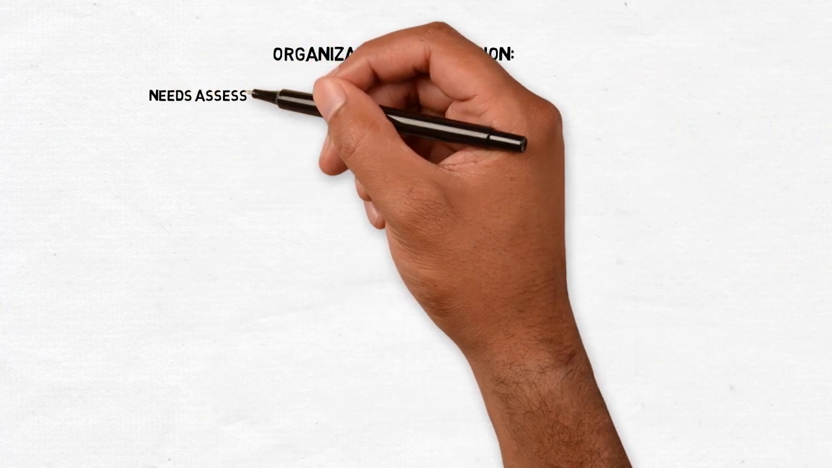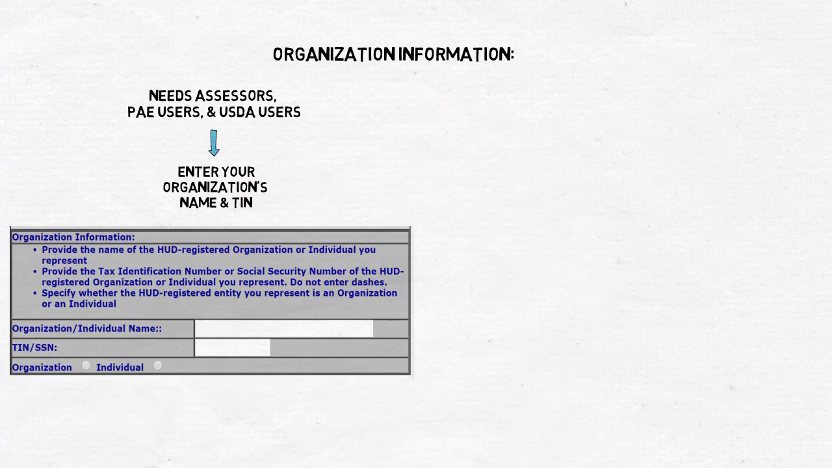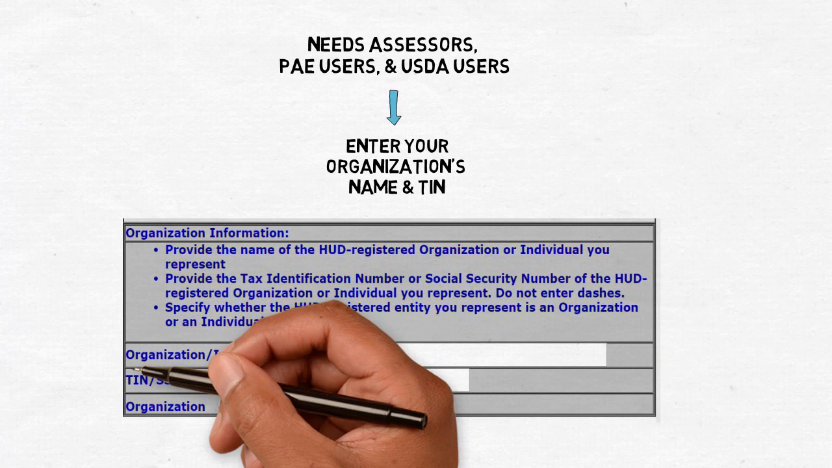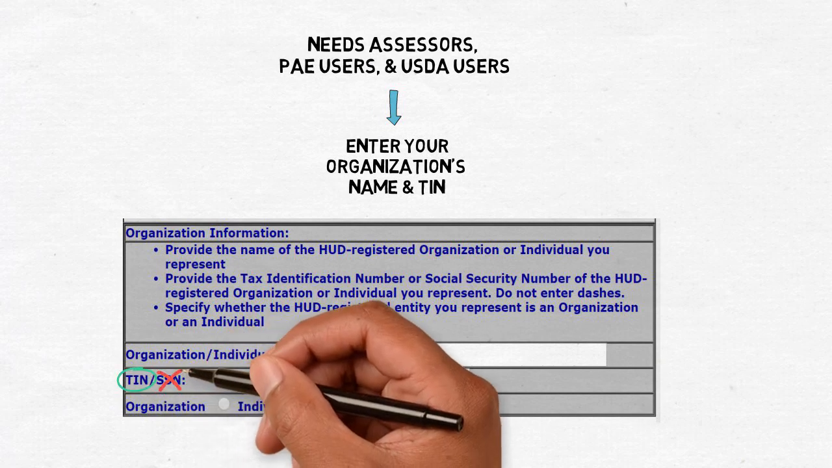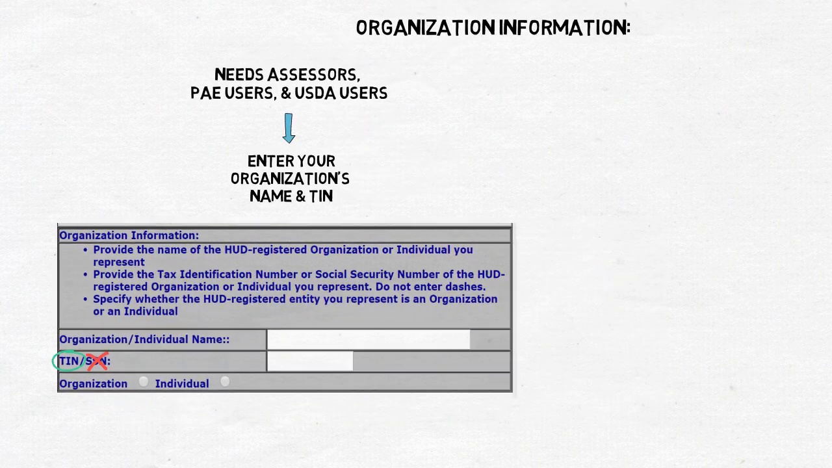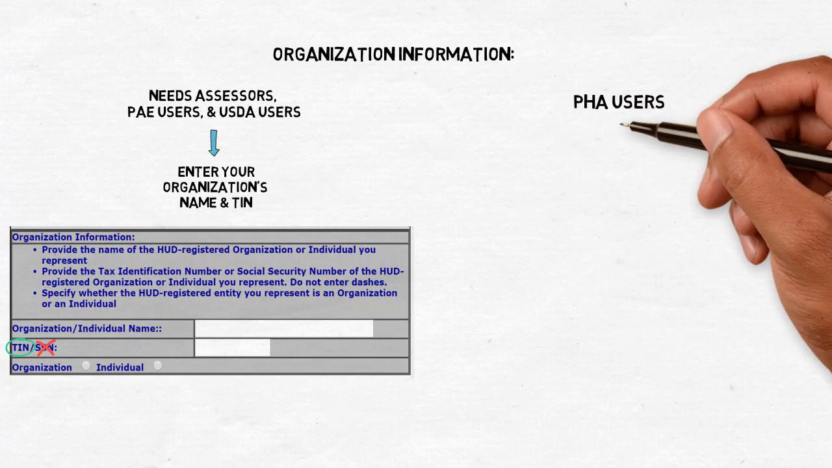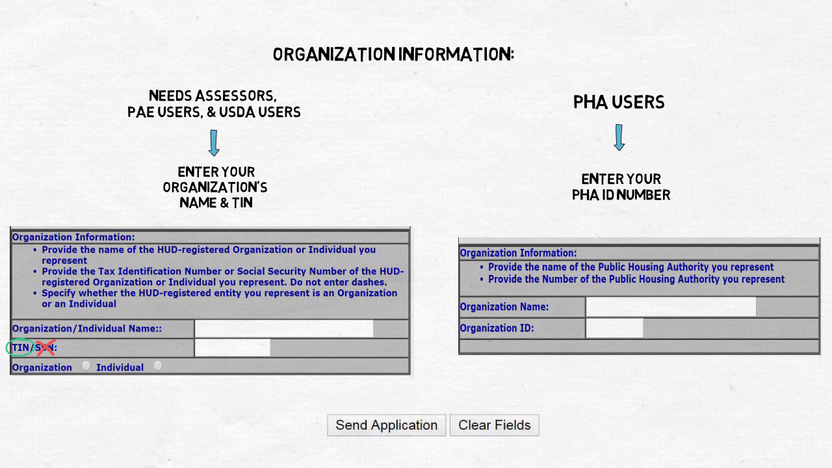Needs assessors, PAE users, and USDA users will enter your organization's name and tax identification number, also known as a TIN. You may obtain this information from your organization's coordinator. Do not enter your social security number in this field. You are representing your organization when you work on a capital needs assessment, not an individual. PHA users will enter your PHA ID number. Click Send Application once you have provided all of the information on the form.